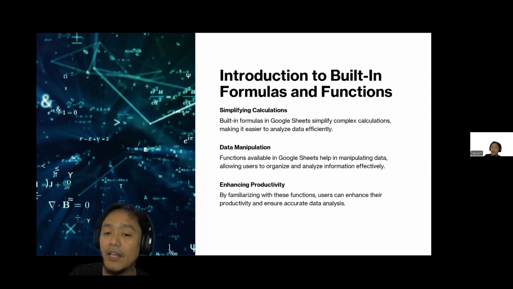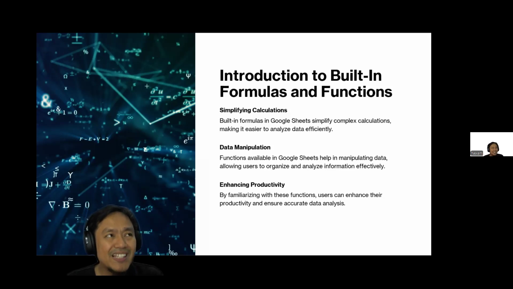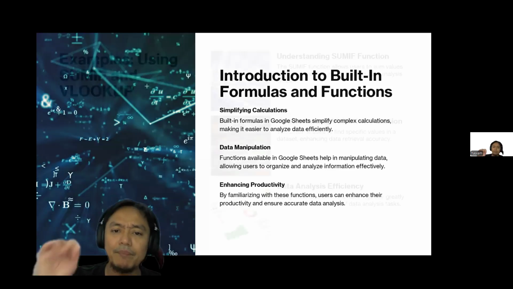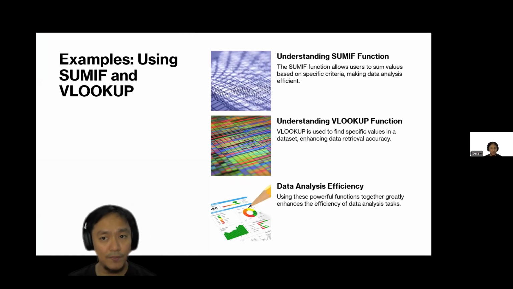You can do data manipulation. When we talk about data manipulation, you have to understand, it means we are changing, we are manipulating the data. Let's say I have data in a column and now I want to change it to a row. In Google Sheet, they have that formula. They can do that for you. By using these functions, people can enhance their productivity. Okay, no problem with that. Next. So these are some examples of formulas that you have in Google Sheet.